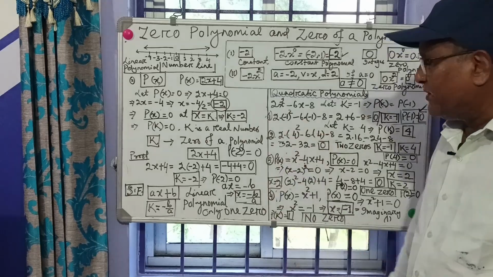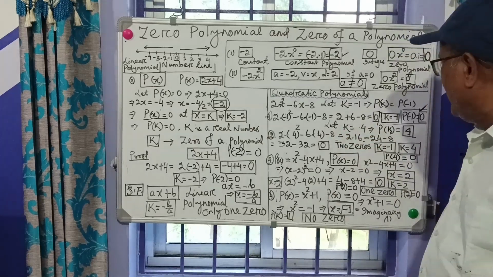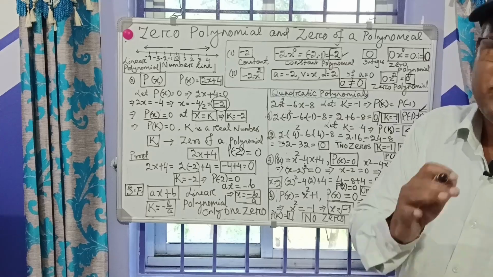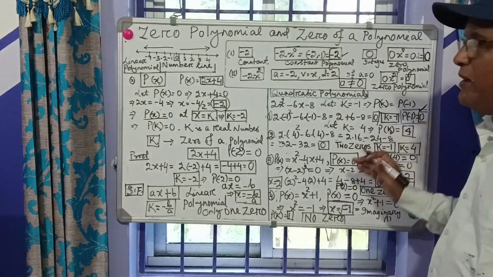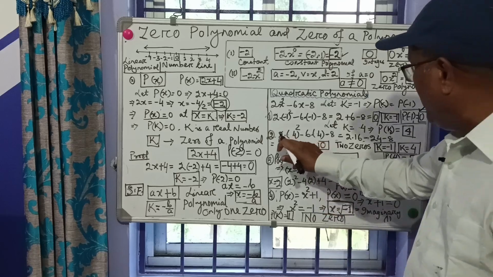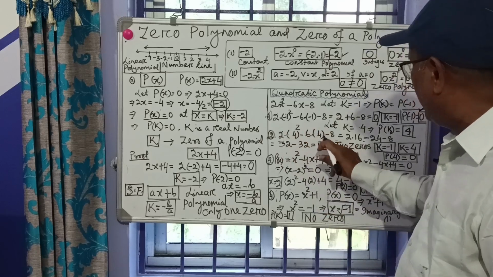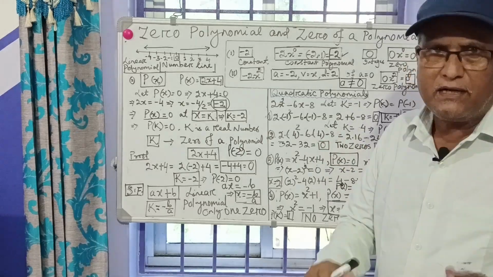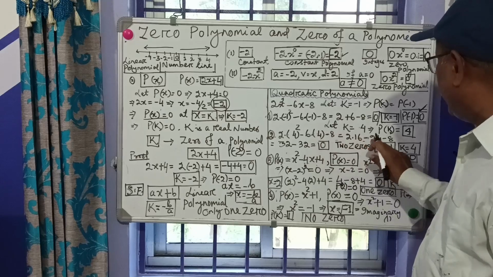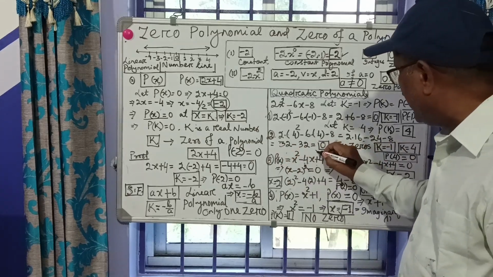Come to the second condition. Let k is equal to 4. So we can write p(k) is equal to p(4). Here the value of k is 4. Let us put the value of k in this polynomial. 2x square, 2 into 4 whole square minus 6 into 4 minus 8. What result do we get here? 2 into 16 minus 24 minus 8. Now 32 minus 32 is 0.